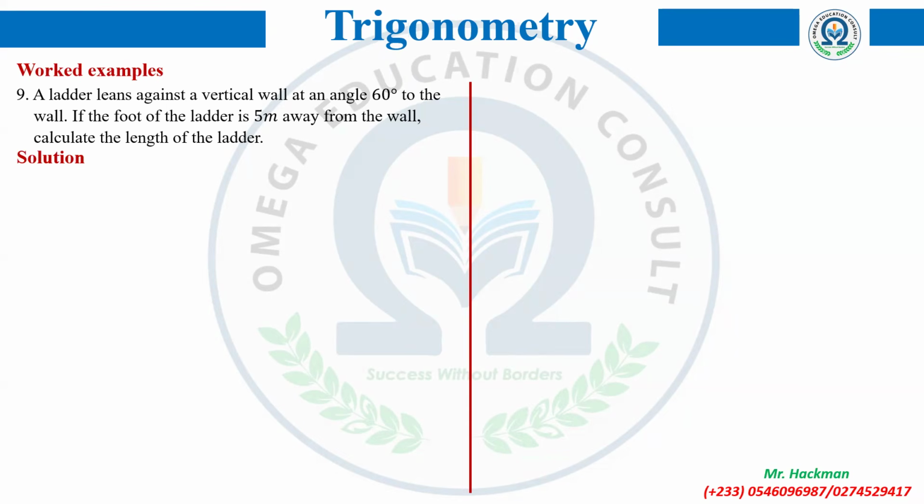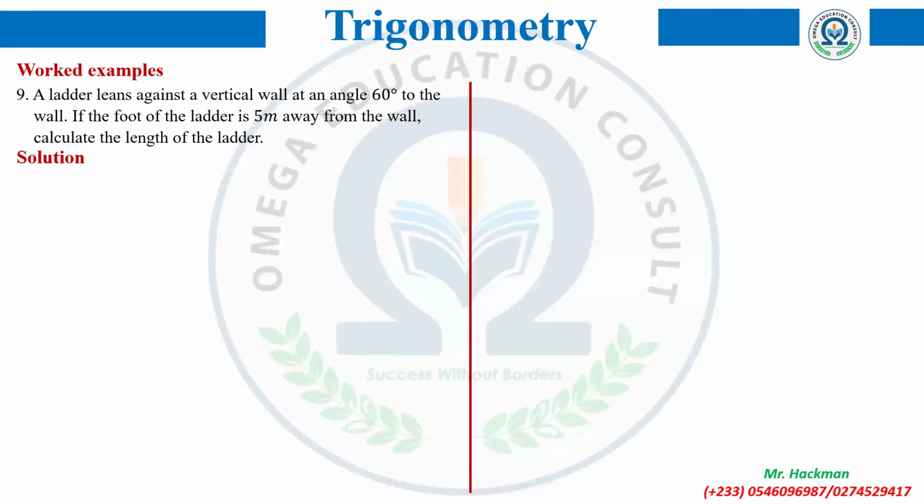Our very first word example. We are told a ladder leans against a vertical wall at an angle of 60 degrees to the wall. If the foot of the ladder is 5 meters away from the wall, we are to calculate the length of the ladder. So we are told that the wall is vertical. So you picture the situation. I've told you, as you read a question, try to think through the question, appreciate what the question is talking about and its demand. All right.